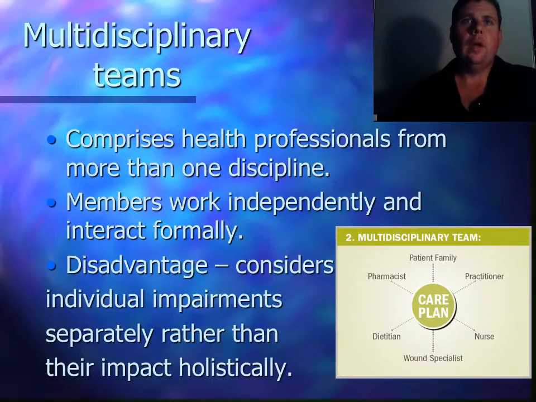An example of this type of approach would be a patient visiting both a cardiac specialist for heart-related complaints and an endocrinologist for their diabetes issues. These specialists would be treating the patient for their specific fields without knowledge of the other health professional's care plan. The major disadvantage of this model is that it addresses each individual impairment separately, tending to lose sight of how these impairments affect the individual as a whole.